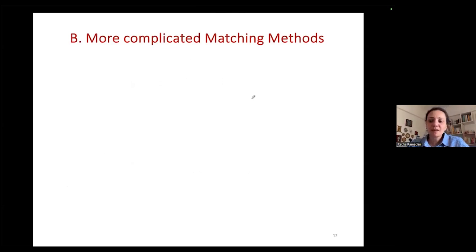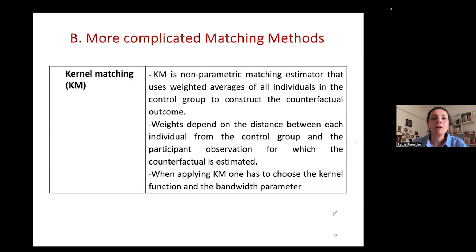A more complicated matching method is the kernel matching method. And again, this is also implemented in STATA command. So the kernel method, or the kernel function, is a non-parametric function. It is embedded, as I mentioned, in STATA, which uses weights, or a weighted average, of all individuals in the control group. So the kernel method, for each individual observation in the treated group, will construct a weighted average of all the individuals in the counterfactual group to compare together.